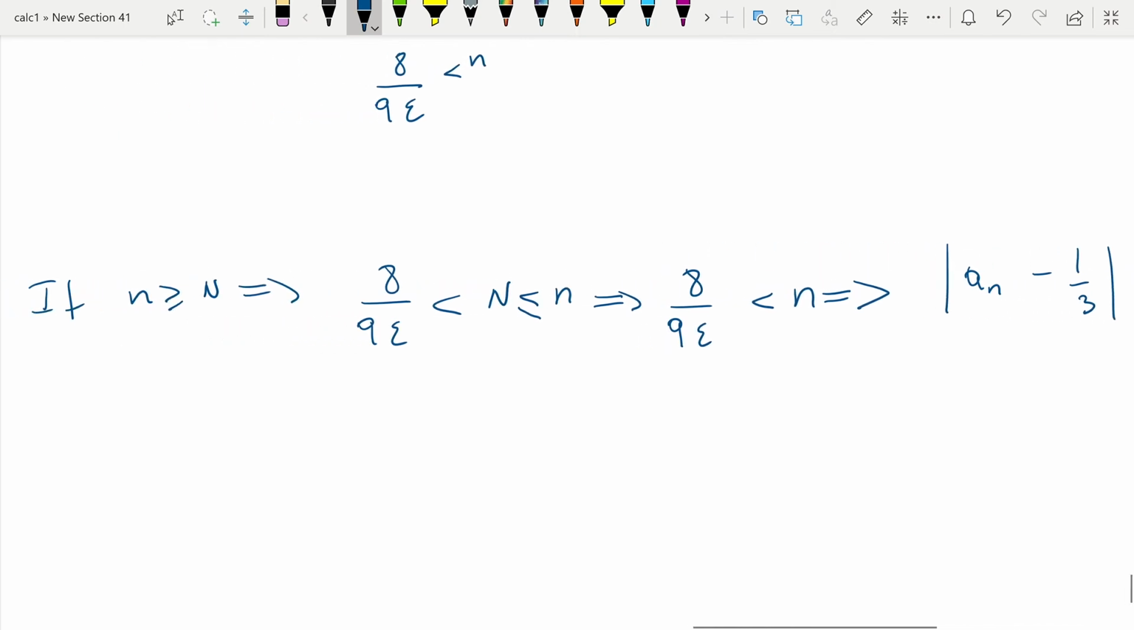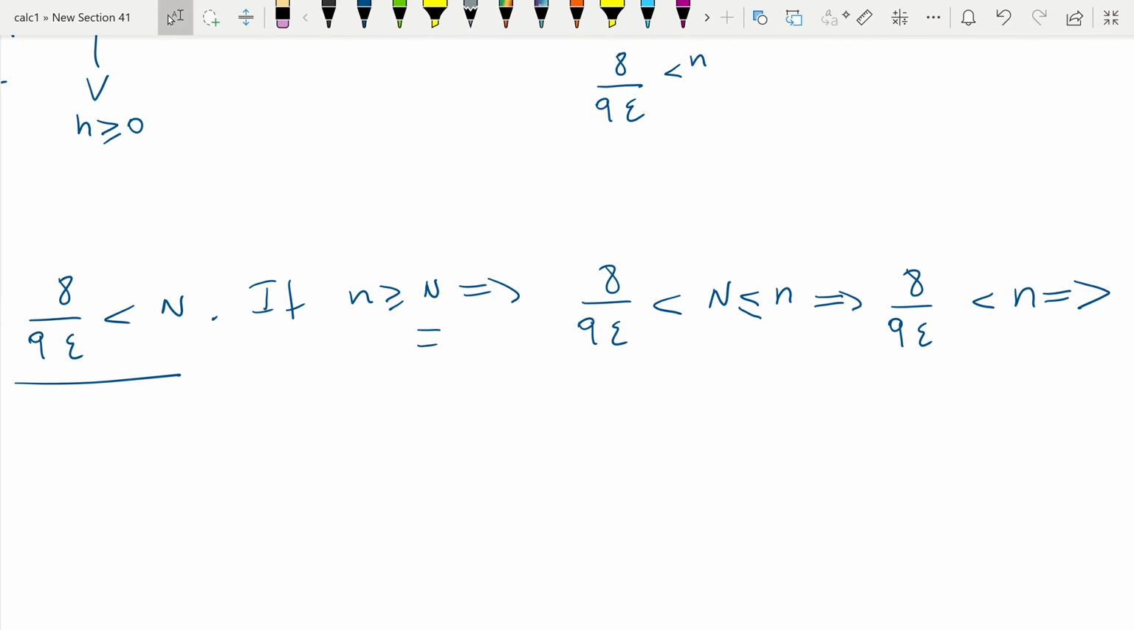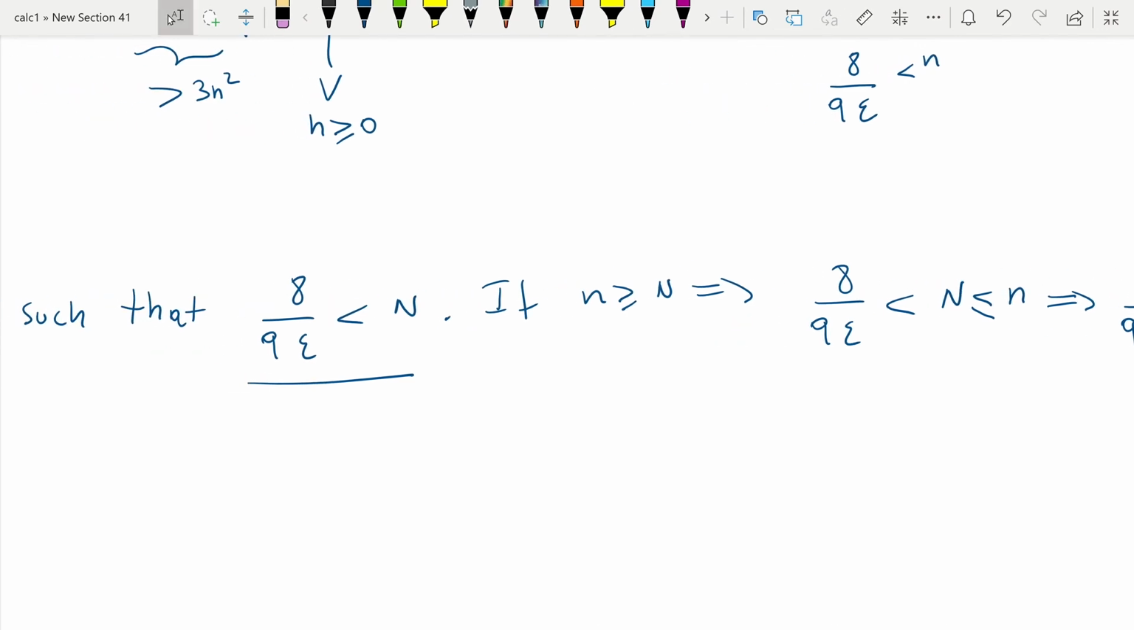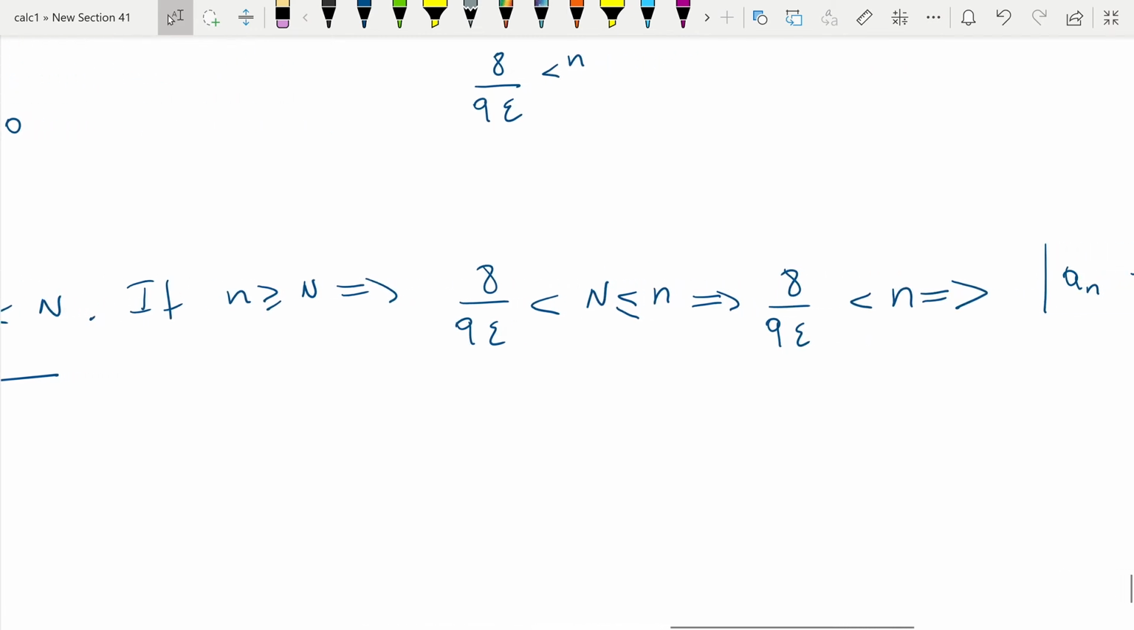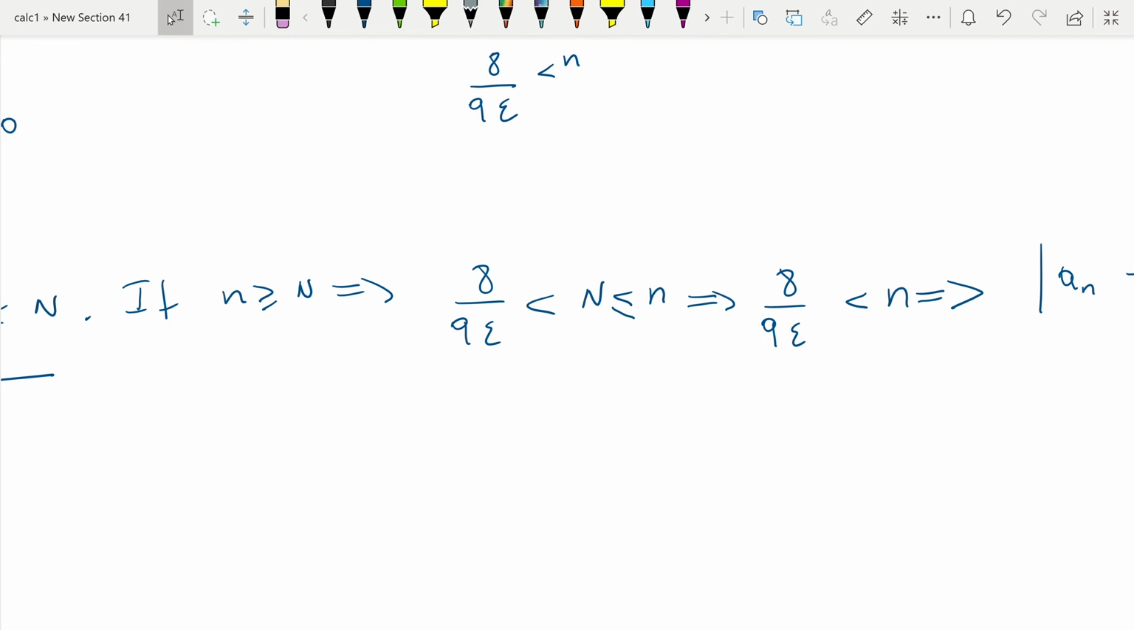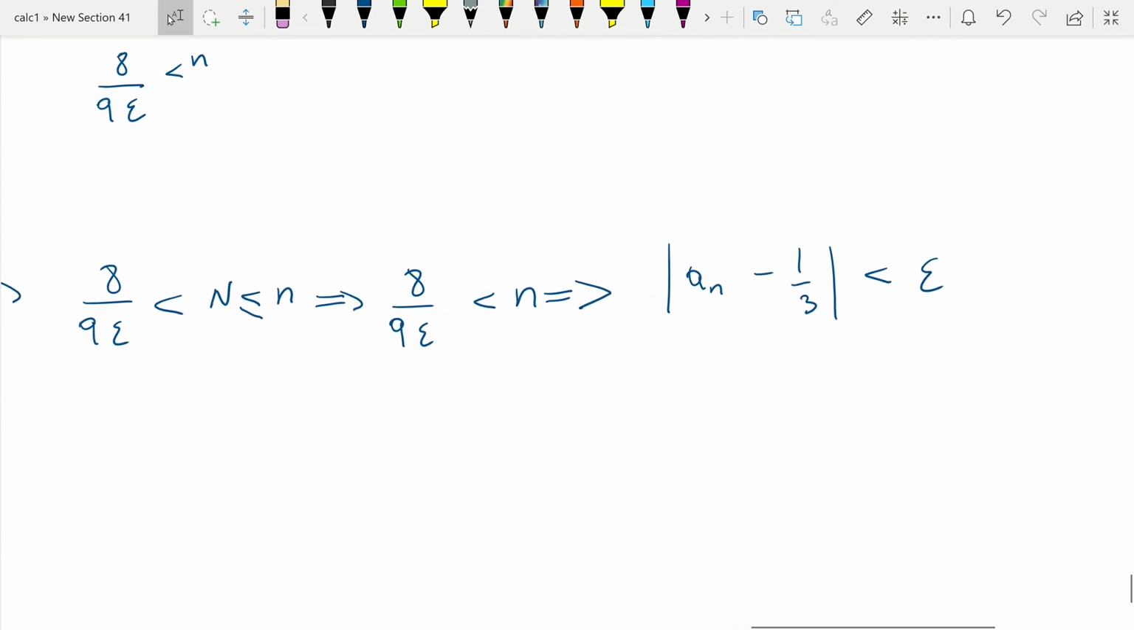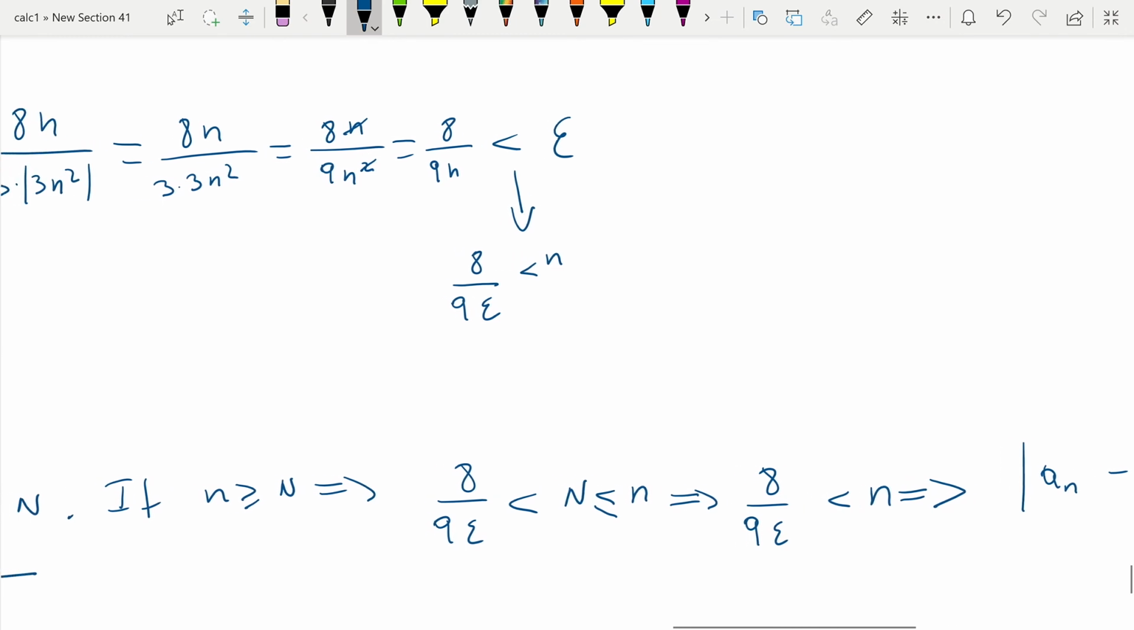That there was an N, which we found. This was this capital N, which we chose to be any number greater than 8/9 epsilon, which exists again because of the Archimedean property. And so for any values of n greater than or equal to that N, we can say for sure that we can guarantee that a_n minus 1/3 in absolute value is going to be less than epsilon. And this is the statement for the limit, what we wanted to do.